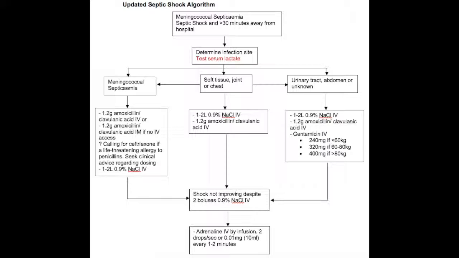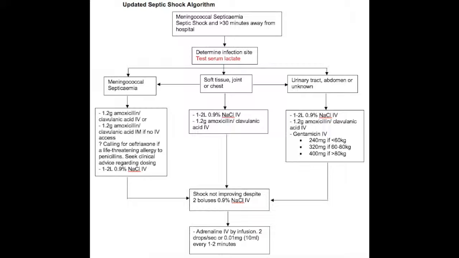This treatment plan includes 1 to 2 litres of sodium chloride IV. Then you've also got 1.2 grams of amoxicillin and clavulanic acid, as well as gentamicin IV. If the patient is not improving, even with 2 litres of sodium chloride administered, you then move on to an adrenaline IV infusion. In the community and remote setting, this is vital, as the patient is always outside that 30 minutes of transport, and it determines that the patient needs urgent IV antibiotics and fluids as well.